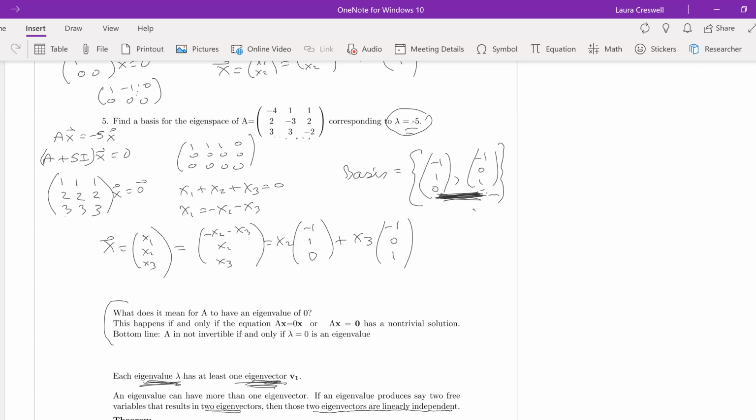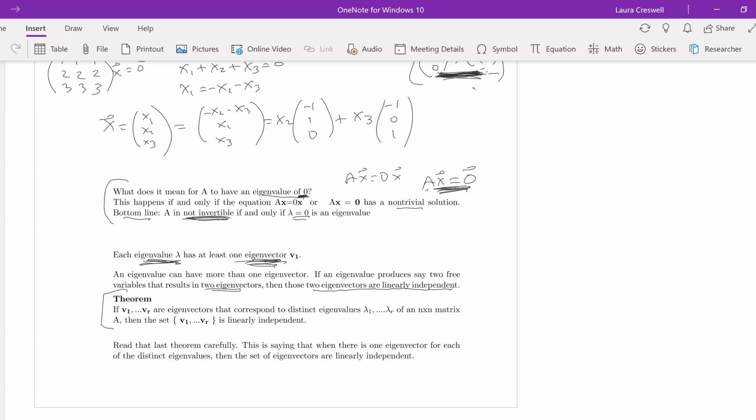All right, another kind of question. What does it mean to have an eigenvalue of 0? That would mean A x equals 0x, so A x would equal 0. If 0 is an eigenvalue, then this has a non-trivial solution. If this is a non-trivial solution, that means that A is not invertible. There's not a pivot in every row and every column. So bottom line is, if A is not invertible, that means lambda equals 0 is an eigenvalue.